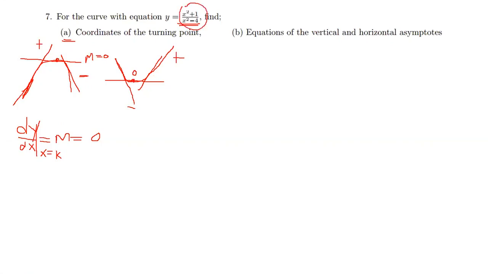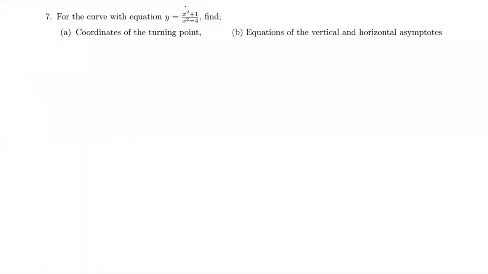So we can begin. We know that at a turning point, dy/dx is equal to 0. First thing here, we're requested to find the gradient function. So the gradient function is found by dy/dx. According to our function here, we can see that there are two functions dividing themselves, and when you have two functions dividing themselves, it means that we're going to use the quotient rule.